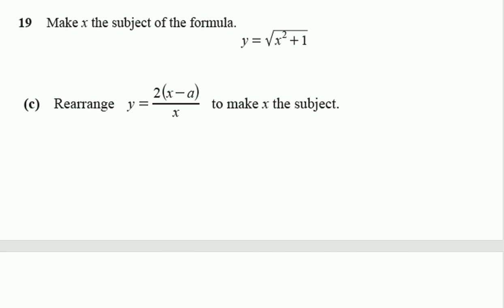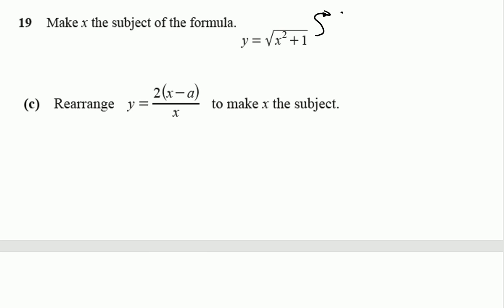In the next question, I'm asked to make x the subject of this formula. Now, if I was solving the equation, the square root of x squared plus 1 equals, let's say, 5, the first thing I would want to do would be to get rid of that square root sign, which is trapping all my terms. I would do this by squaring both sides. And that's exactly what I'm going to do here.